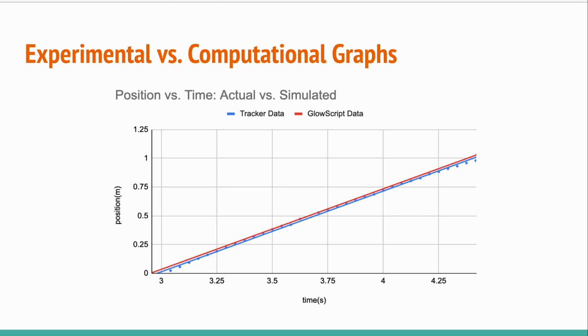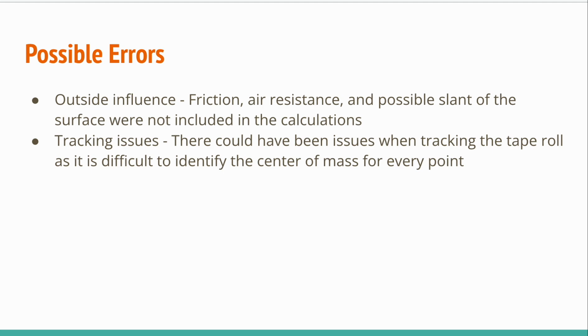Then I graphed the Tracker data and the GlowScript data. As you can see, they were very similar. Near the beginning of the graph and the end of the graph, you can see those blue dots kind of stray from their line of best fit, but overall very similar. A little bit shifted downwards or shifted upwards for the GlowScript data. And this is probably because some of the things I will mention on the next slide, which is outside influence like friction, air resistance, and possible slant of the surface, which were not included in the calculations because we calculated the net force as 0. And then tracking issues. There could have been issues when tracking the tape roll because it was kind of blurry in the video, so it was hard to identify the center of mass.